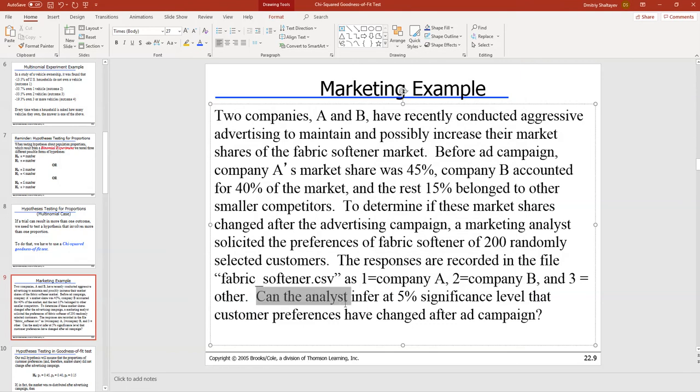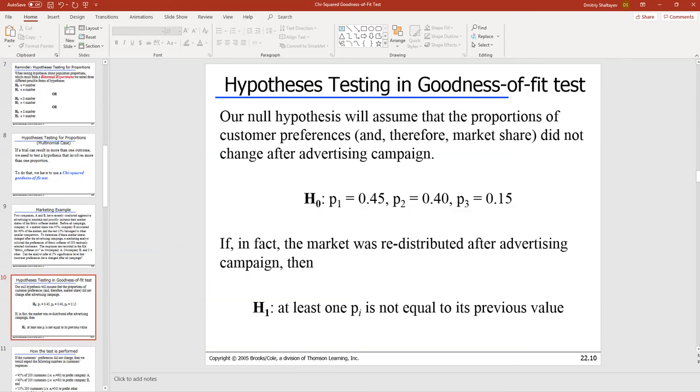Here is the big fat question that we have to answer at the end of today's lecture. Can the analyst infer, using a 5% significance level, that customer preferences have changed after the advertising campaign? Okay, so let's go ahead and get started with the hypotheses.